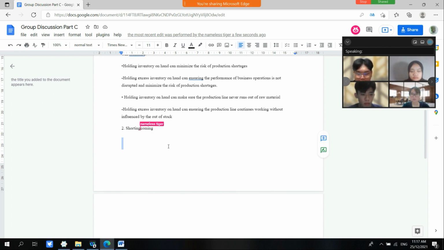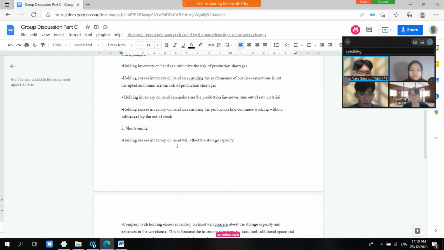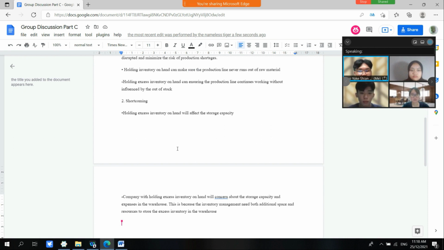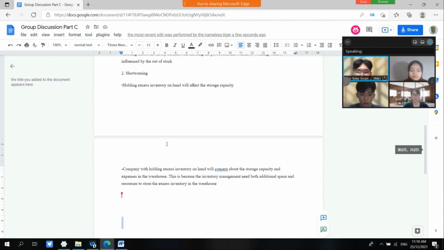The first shortcoming will be holding excess inventory on hand will affect the storage capacity, as the question mentioned above. The explanation will be a company holding excess inventory on hand will be concerned about the storage capacity and expenses in the warehouse. This is because inventory management needs both additional space and resources to store the excess inventory in the warehouse. So now I will pass to Jella to continue the second shortcoming.